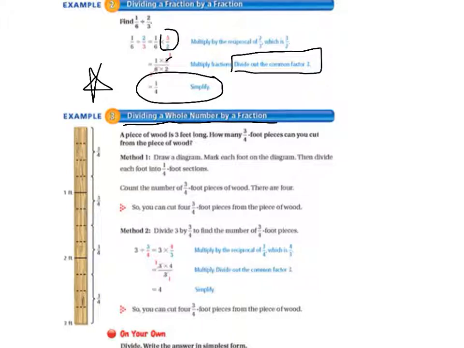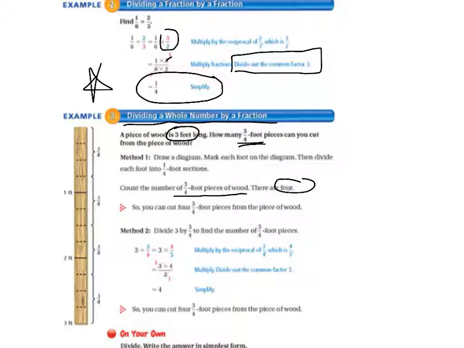A piece of wood is 3 feet long. How many 3/4 foot pieces can you cut from a piece of wood? So we are dividing our 3 foot long piece of wood into 3/4 foot pieces. So method 1 is to draw a diagram, which the book has done for us off to the left, and mark each foot on the diagram, then divide each foot into 1/4 foot sections and count out the 3/4 foot pieces of wood.